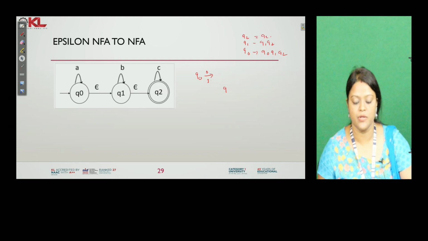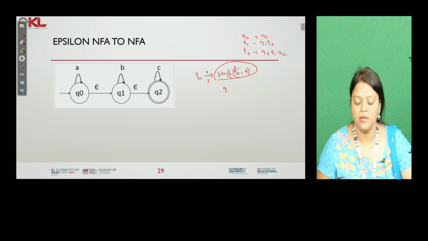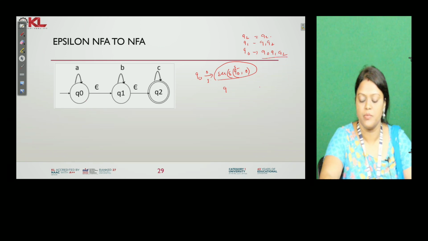Now if we check Q0 with 0, that means first we have to take the epsilon closure and then all the transitions of the epsilon closure of Q0 with 0. This is the complete thing we have to consider. First we need to know the epsilon closure of Q0, so we have Q0, Q1 and Q2. With this we need to consider delta on 0. We have to identify this and then again find the epsilon closure.